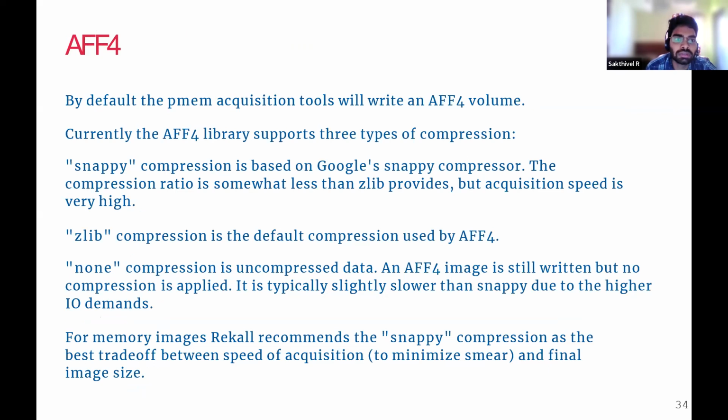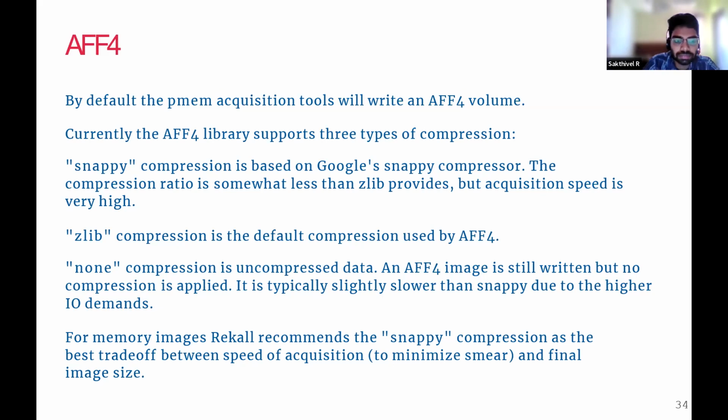So these are the AFF4 volumes, which are mostly used in memory acquisition tools. Currently, the AFF4 library supports three types of compression. For example, Snappy compression is based on a Google Snappy compressor. If the file size is very big, you can use this compression in order to improve the acquisition speed while acquiring a memory dump.